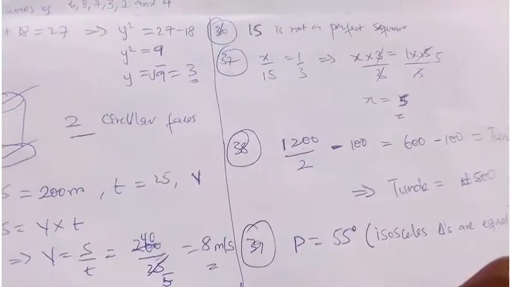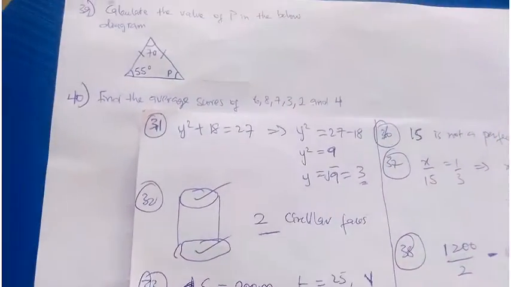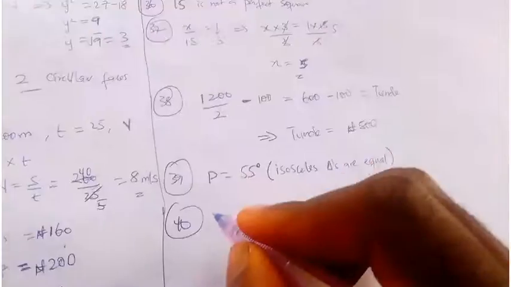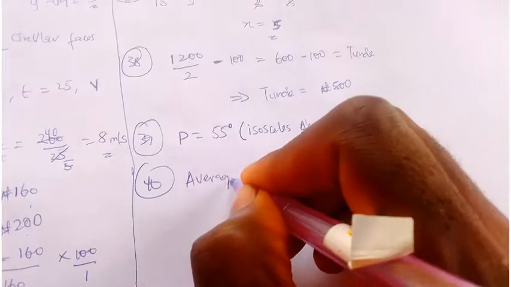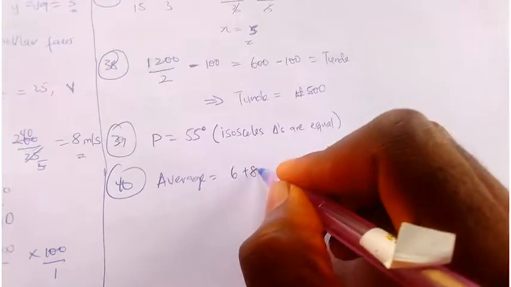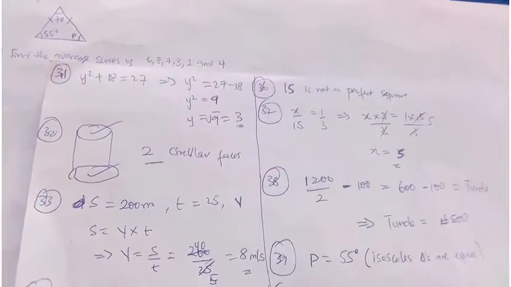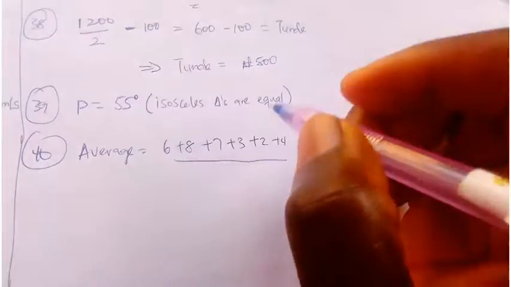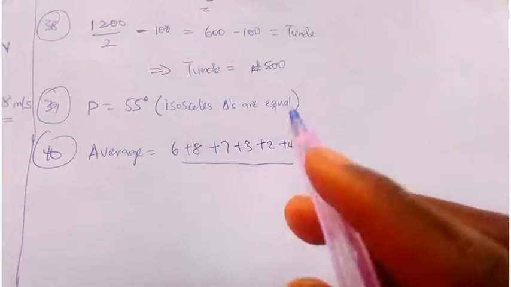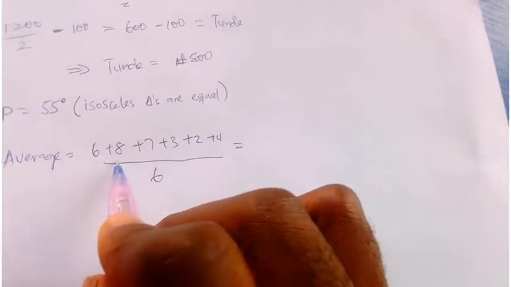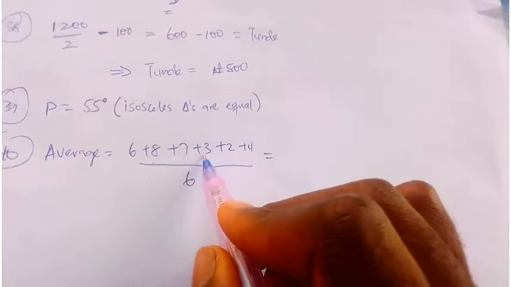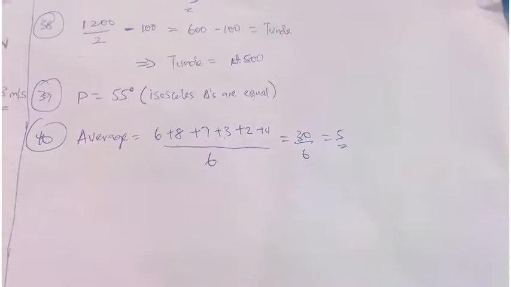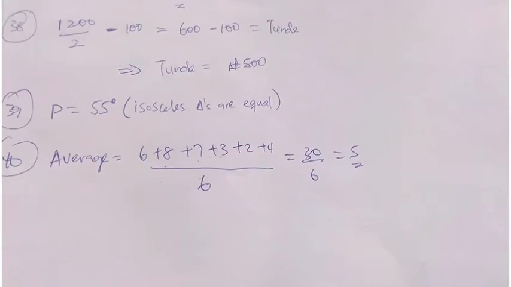Number 40 question, which is the last one. Find the average score of 6, 8, 7, 3, 2, and 4. Average becomes 6 plus 8 plus 7 plus 3 plus 2 plus 4, all over 6, because there are 1, 2, 3, 4, 5, 6 numbers. 6 plus 8 is 14. 14 plus 7 is 21, plus 3 is 24, plus 2 is 26, plus 4 is 30, over 6. That's 5. So the average score is 5, and that is the final answer.